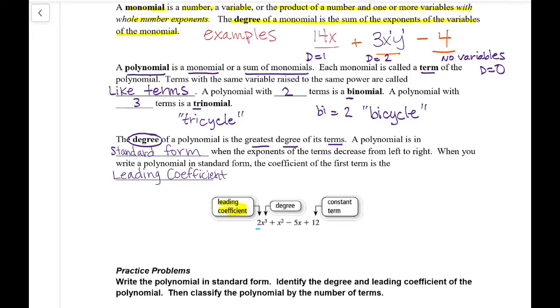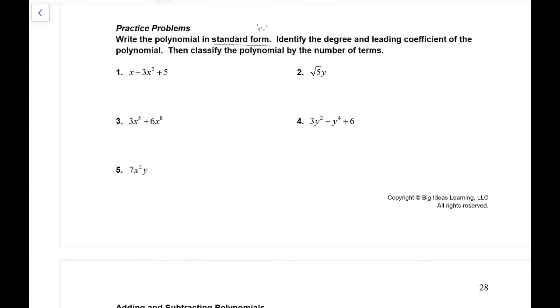The degree is the highest power. That 3, x to the third, would be the highest power there. So the degree would be 3. The leading coefficient would be 2. The constant term is the number that's all by itself. So the 12 would be the constant term here. Keep in mind that the leading coefficient is only the first term if it's written in standard form.